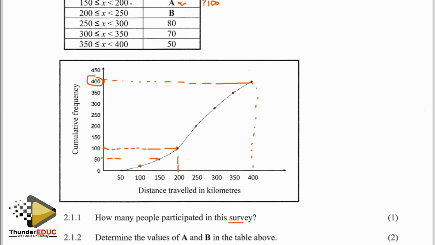Same story will happen with B. B is at 250. The cumulative at 250 is 200. So the difference between the two, they told me this is 200. The difference between 100 and 200 will give me my B, which is 100. So that is how we obtain that.